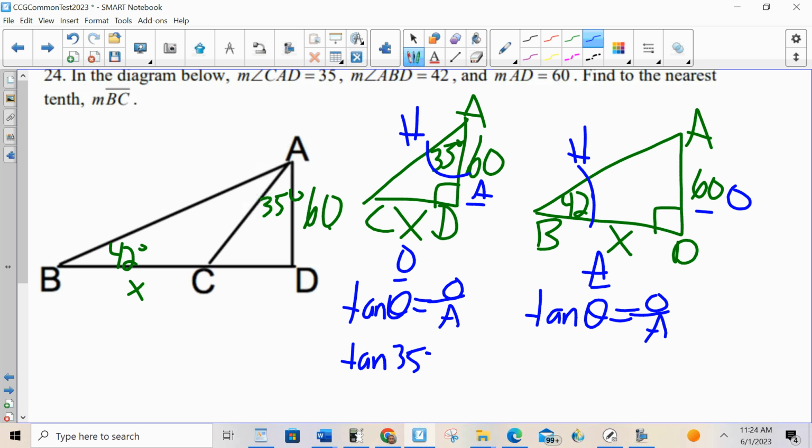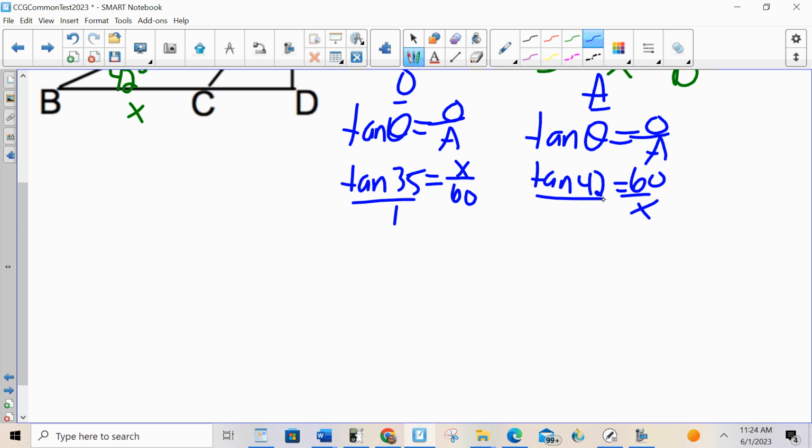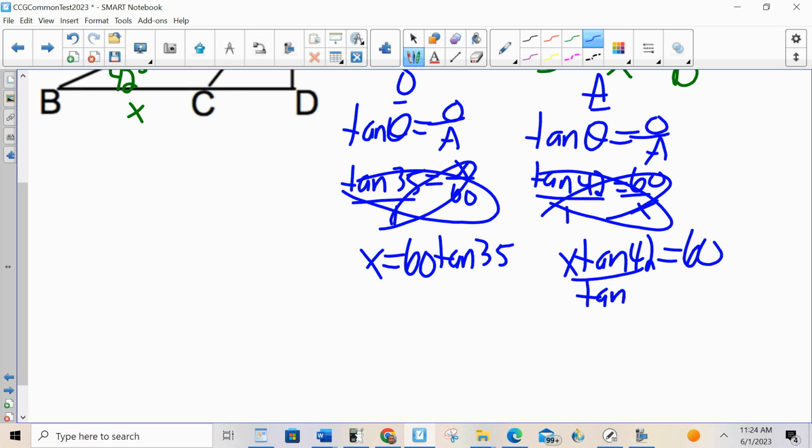Theta is 35, O is X, A is 60. Theta is 42, O is 60, A is X. Since I'm finding the side, since X is in the fraction, I'm cross multiplying. X equals 60 tan 35. X tan 42 equals 60. In this case, I have to divide by tan 42.